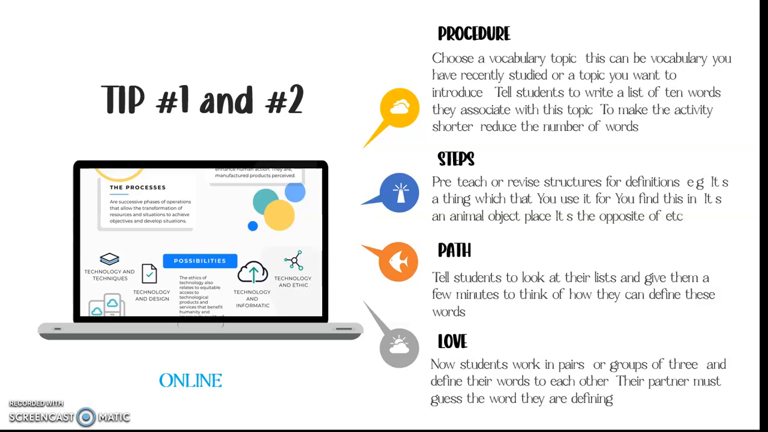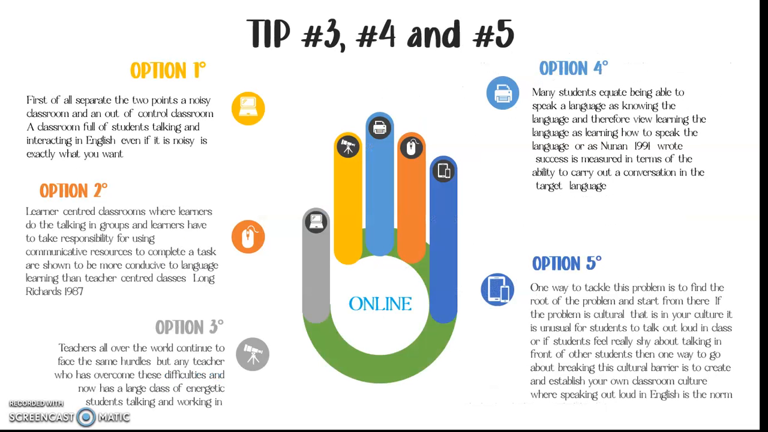Tell students to look at their list and give them a few minutes to think of how they can define these words. Now, students work in pairs or groups of three and define their words to each other. Their partners have to guess. Tips 3, 4, and 5.